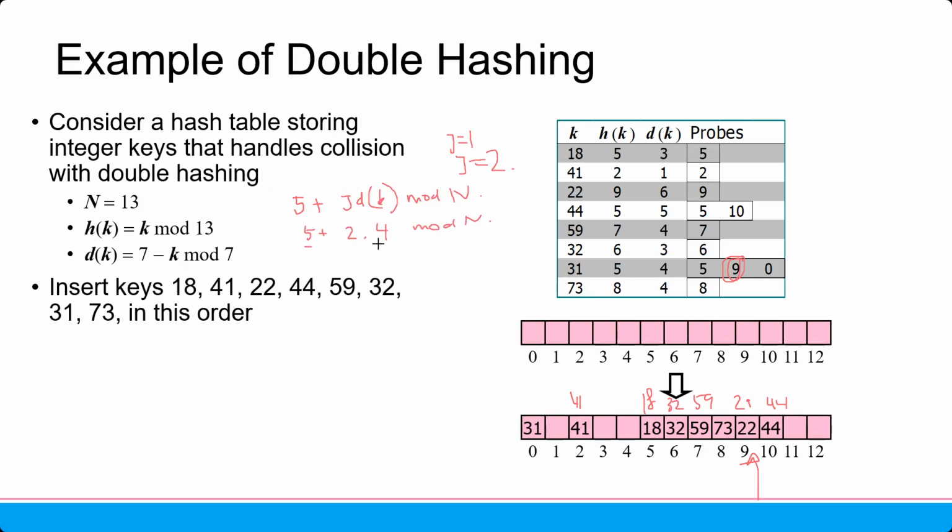So 5 plus 8. What is 5 plus 8? It is 13. 13 mod 13 is 0. So we have 0. So we can put 31 in the index 0 if it does not collide with another value. The index 0 is empty, so we put 31 here.